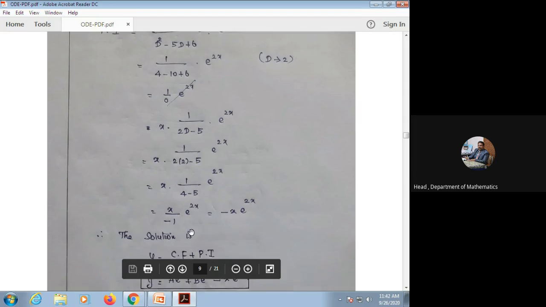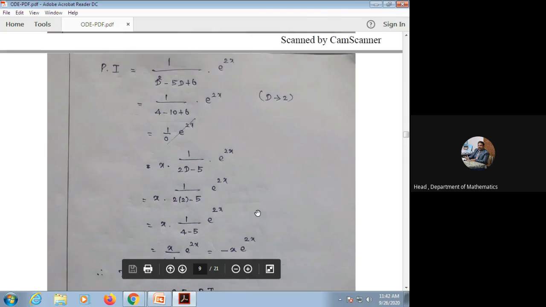Here, we substitute d by 2. Therefore, 2 into 2 minus 5 into e power 2x. Therefore, x into 4 minus 5, so 4 minus 5 into e power 2x. Simplifying this term, 4 minus 5, we get minus 1. Therefore, x into 1 divided by minus 1 into e power 2x. Therefore, the solution is minus x into e power 2x. This is the particular solution result.